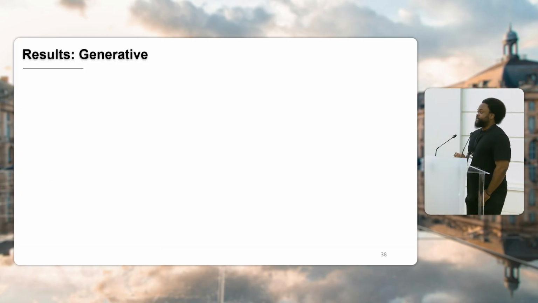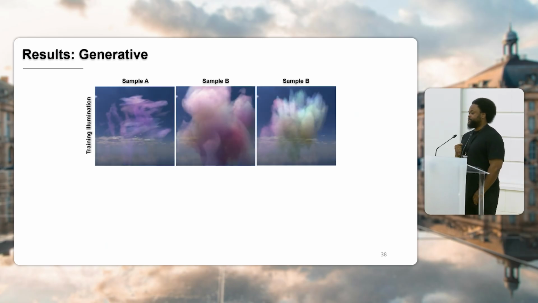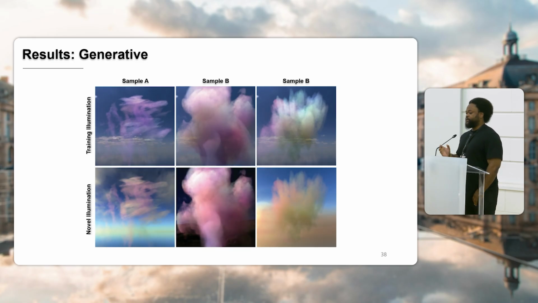Now, in terms of generative capabilities, here I'm going to show 3 samples from our generative model. And in this case, these 3 samples are shown under the same illumination that was used during training. We can again re-render them under a novel illumination, and we can see that things change, highlighting the fact that the optical properties that we recover are actually physically meaningful.